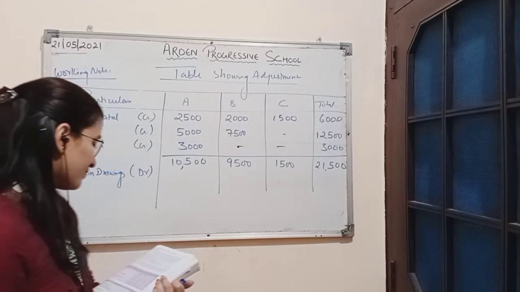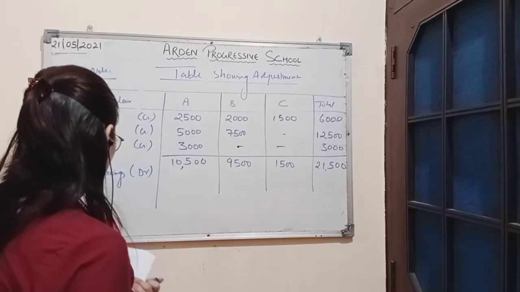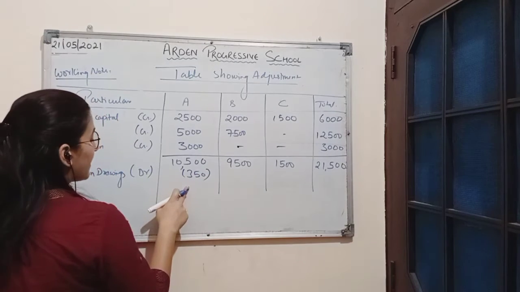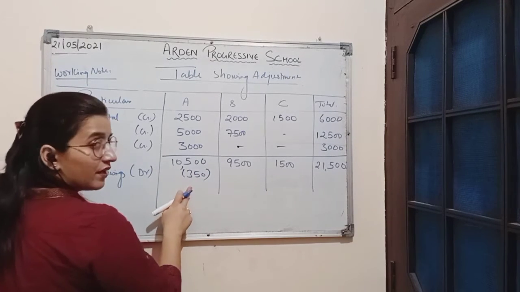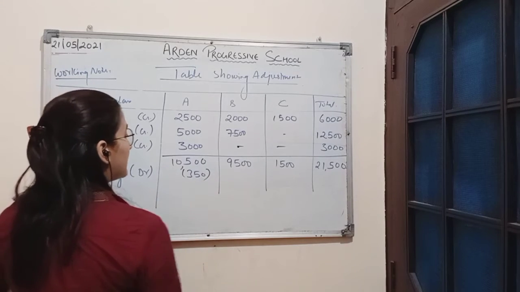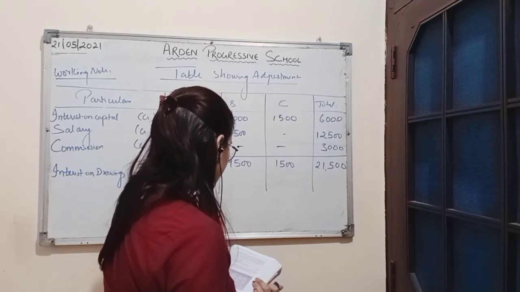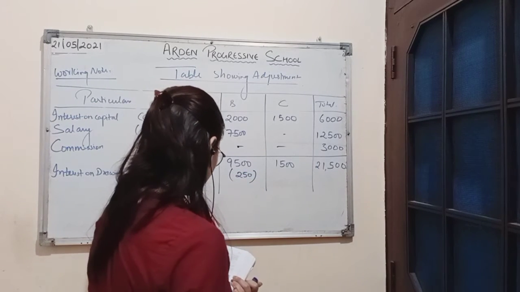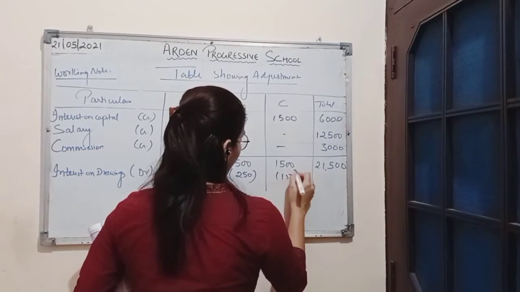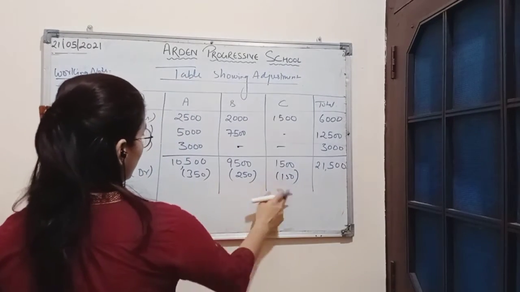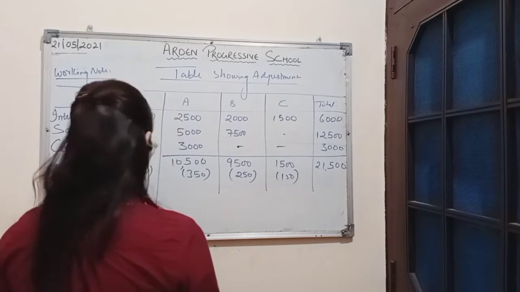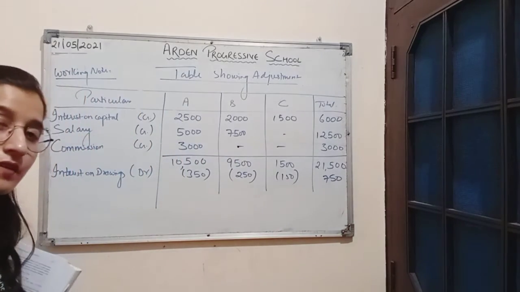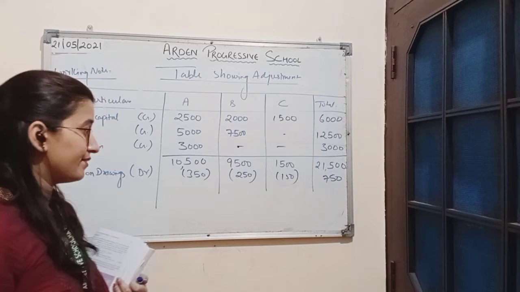So here amount of interest on drawing is given in the question. Interest on drawings to be paid by A is rupees 350. As it is a debit item, we will represent it by putting a bracket. Bracket denotes the negative value here. B's interest on drawing is rupees 250 and C's interest on drawing is rupees 150. Now if we total all the interest on drawings amounts, we will get 750 as total amount of interest on drawings to be received by the firm from the partners.